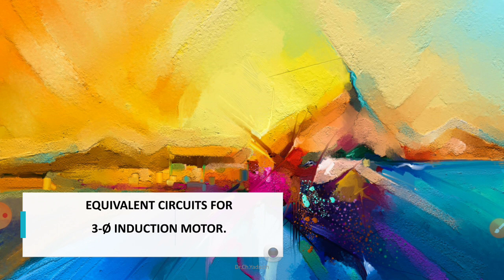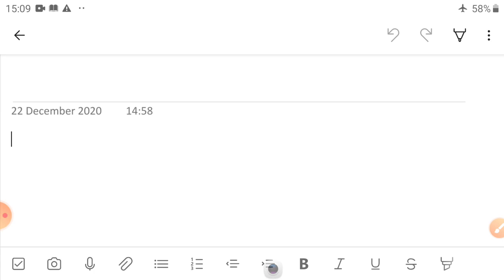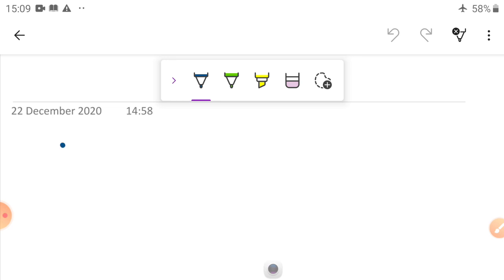So these are some introduction and previous history of both machines. Based on these ideas, we are going to draw the equivalent circuit of an induction motor. Let us see it in detail, step by step.